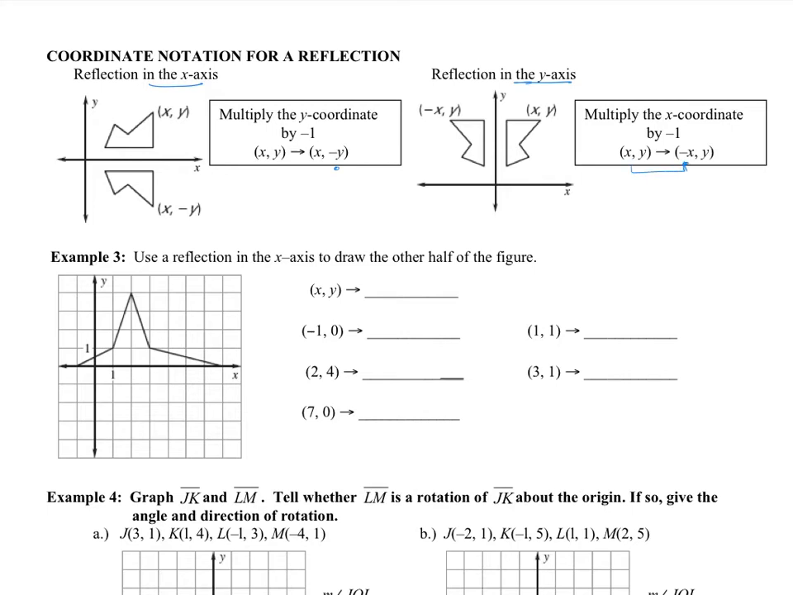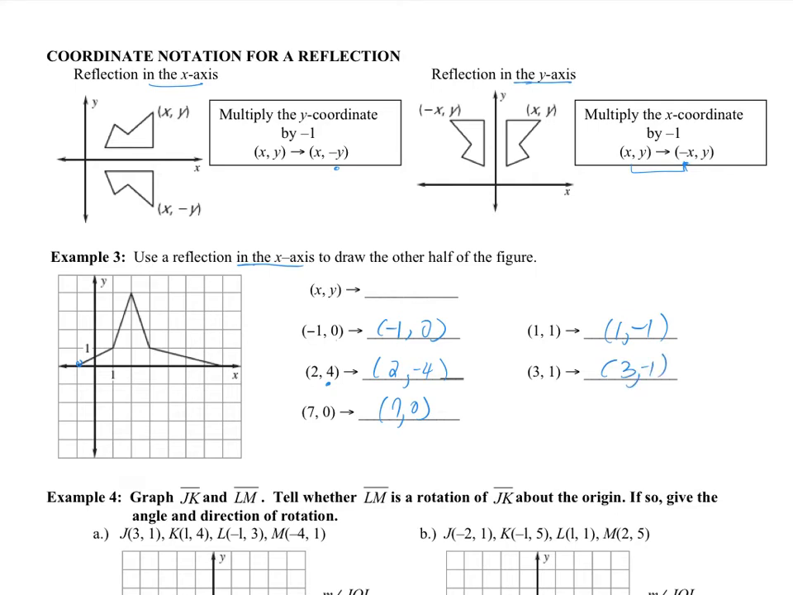Now example 3: use a reflection in the x-axis to draw the other half of the figure. So I have (-1, 0) here, and the opposite of 0, there's no opposite of 0, so it's still 0. And the opposite of 4 is -4. This will still be (7, 0), and (1, -1), and (3, -1).